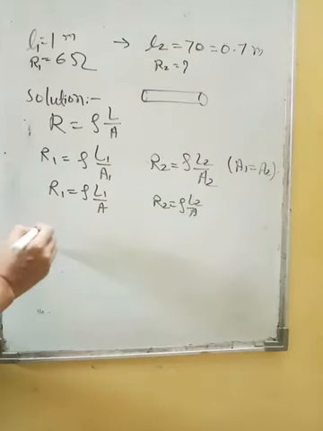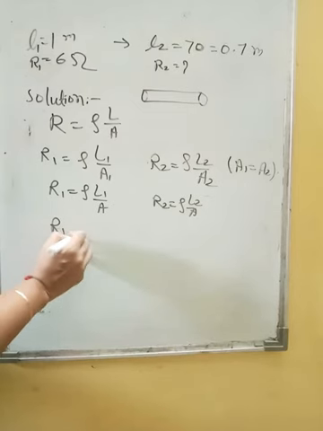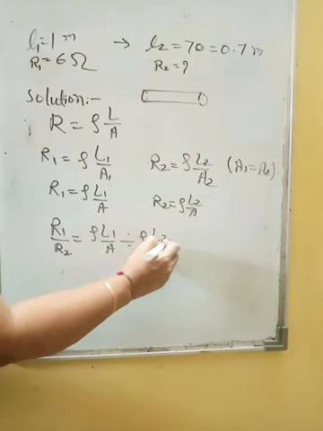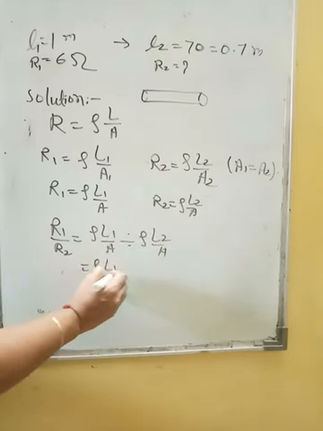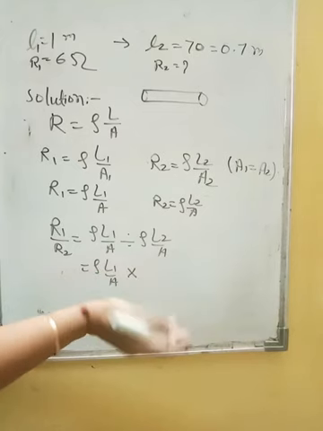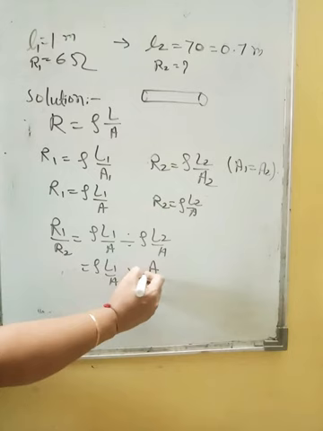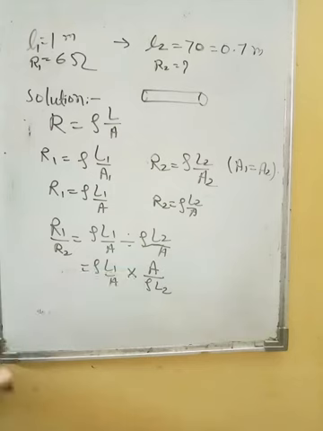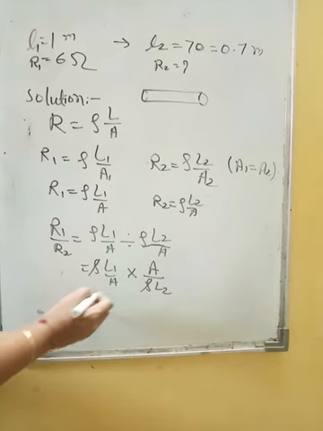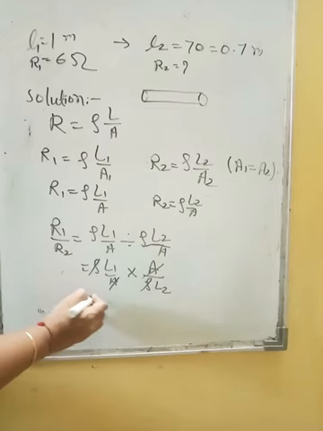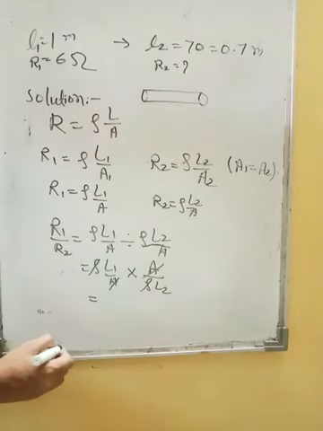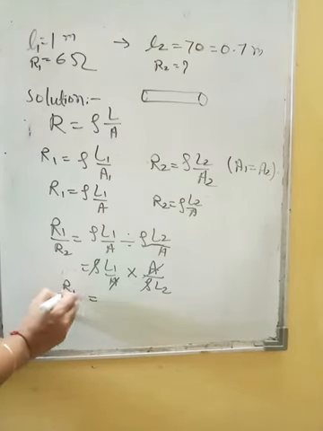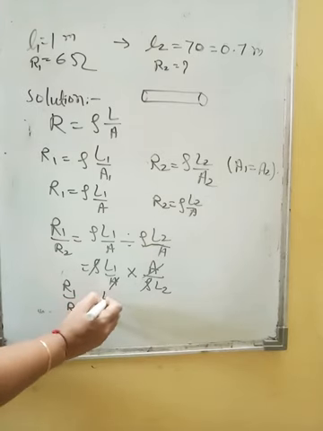So now if you take the ratio R1 upon R2, it will be rho L1 upon A divided by rho L2 upon A. So rho L1 upon A multiplied by, अभी A ऊपर जाएगा और rho और L2 नीचे आएगा. Division is multiplication by its reciprocal. So now this rho and rho will get cancelled. This A will also get cancelled. You will be left with L1 upon L2.